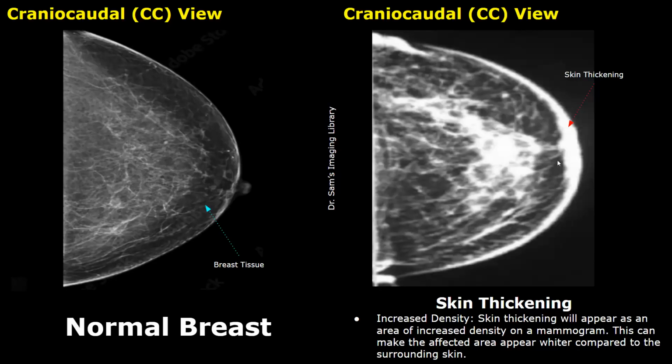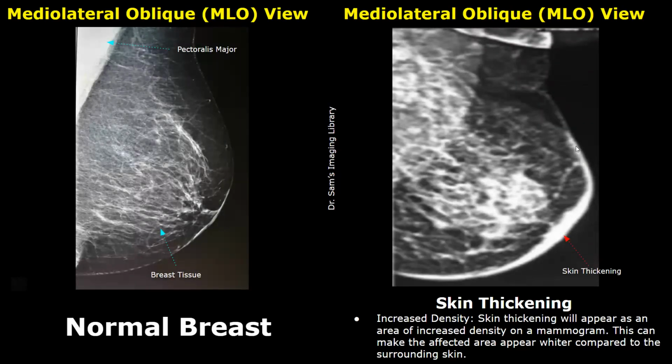The skin in this region is of normal thickness. This is a mediolateral oblique view and we can see the skin thickening here. There is a thick white line representing thickened skin.